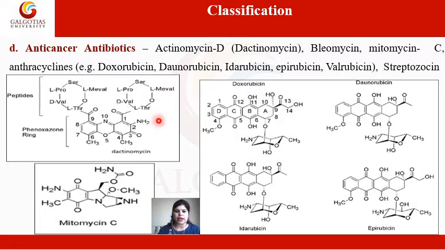As we saw in the chemistry of these antibiotics, dactinomycin contains a phenoxazine ring in its structure with peptides, whereas anthracyclines contain a tetracycline ring with an unusual sugar bonded through a glycosidic linkage. These tetracycline ring containing compounds are also known as anthracyclines.